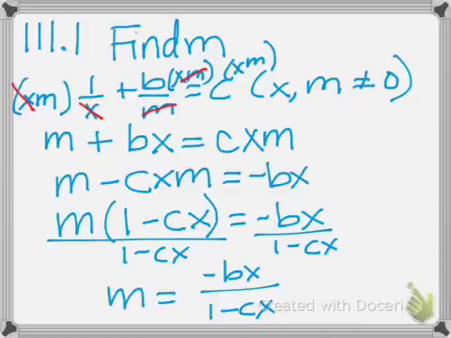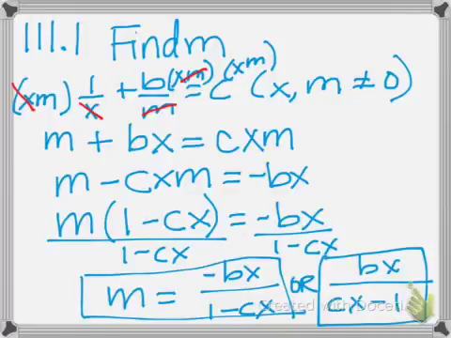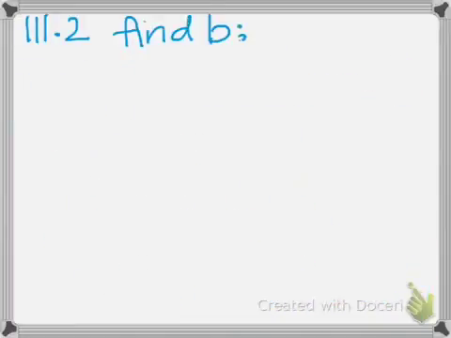Now, a lot of times when you look in the answers, they don't like those negative signs in there. And if you solved it a different way, just a different order of steps, then you might get a different solution. So the solution is also bx over cx minus 1. You can do it either way. Okay, let's do the next example.